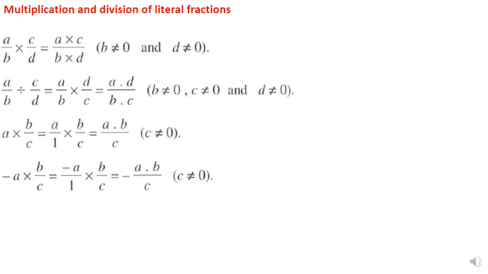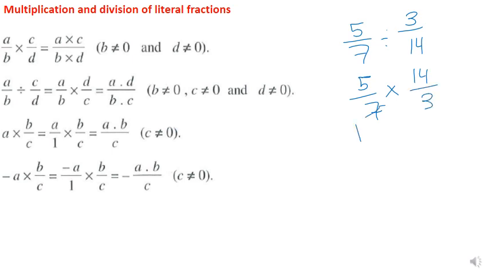Do you still remember? Like when we have 5 over 7 divided by 3 over 14, keep the first fraction, switch the division into multiplication, and flip the second fraction. And now what do you do before you multiply? Simplify, then multiply. So the answer is 10 over 3. The same thing we're going to do in letters.